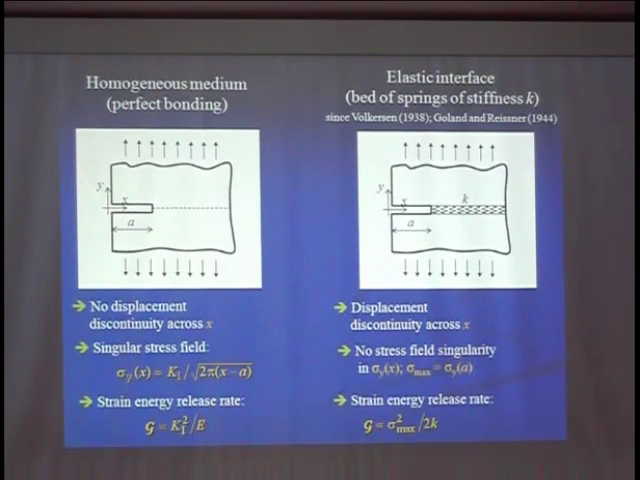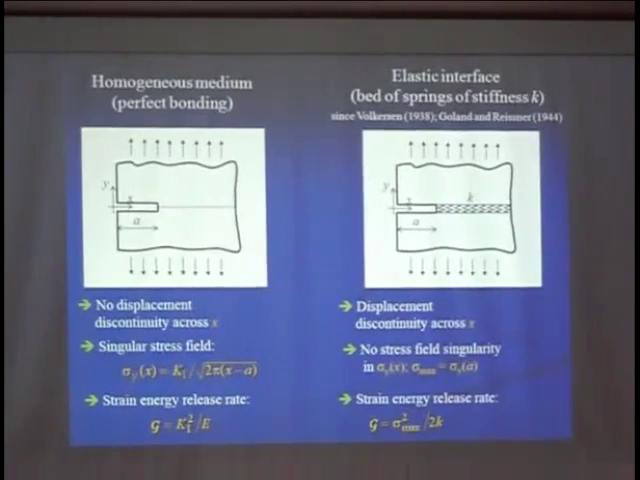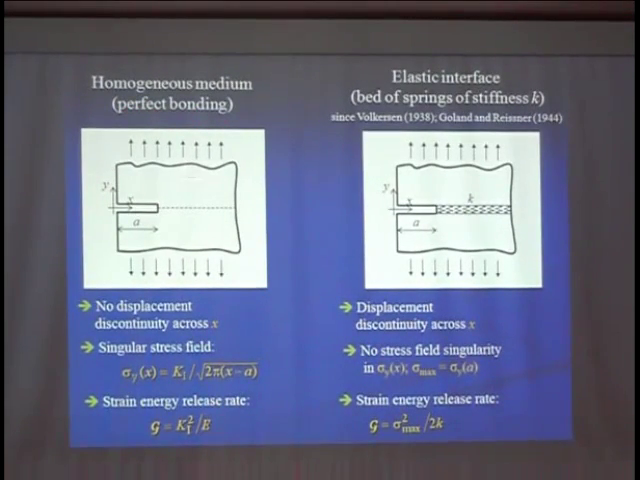So, in order to introduce the problem, let's consider on the left side two pieces of the same material perfectly bonded, that is the homogeneous medium case, and on the right side the same pieces connected by an elastic interface, that is a bed of springs of stiffness K. In the left case we have no displacement discontinuity across x and we have a singular stress field, whereas in the right case we have displacement discontinuity because the interface is deformable, but no stress singularity.